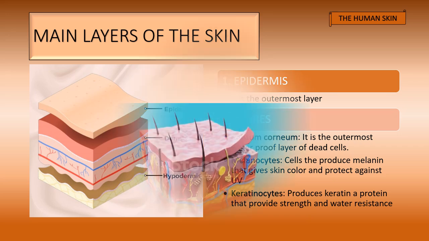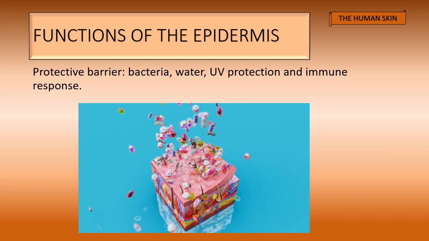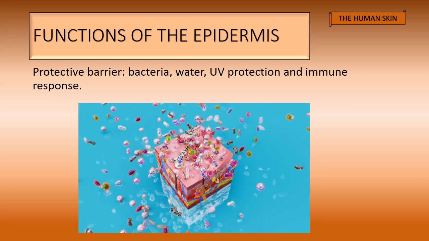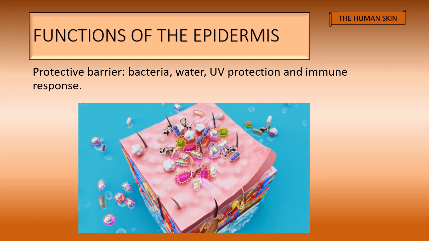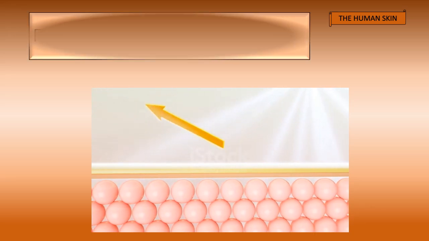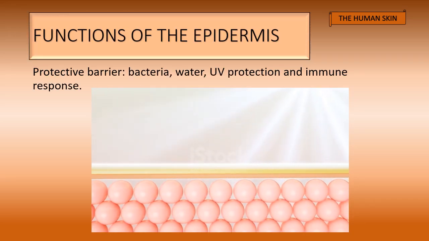So what are the functions of the epidermis? The first function, it acts as a protective barrier against bacteria, water, UV protection, and immune response. As seen in this video, the epidermis, being the outermost layer of the human skin, is protecting the whole skin, the whole features of the skin against bacteria. And in this other video, the epidermis is protecting the skin against UV light, that is the rays from the sunlight.